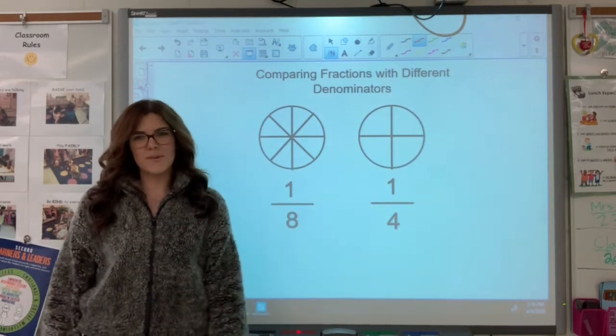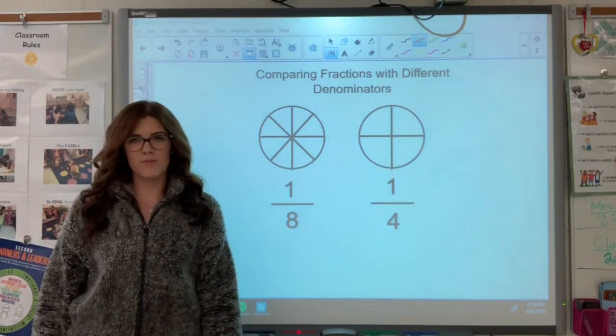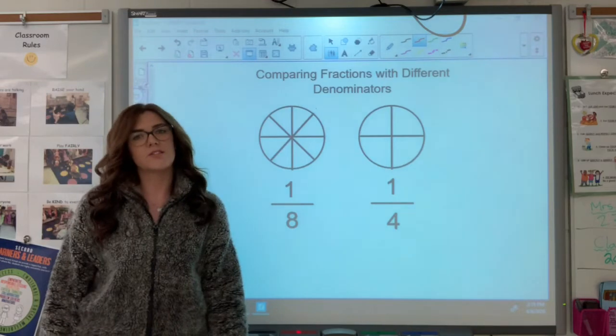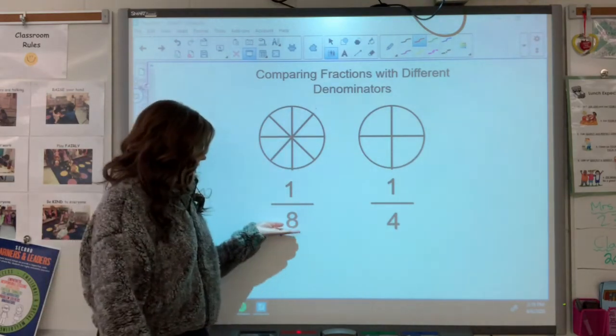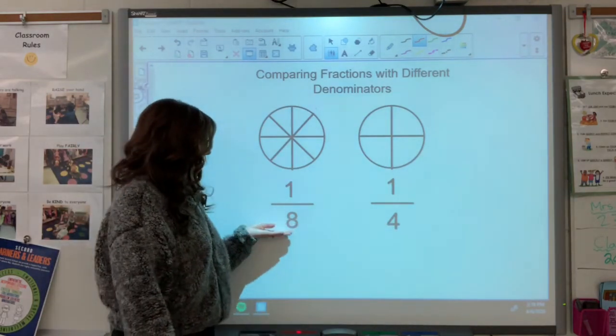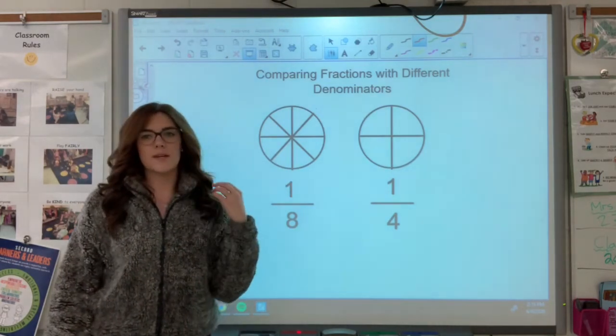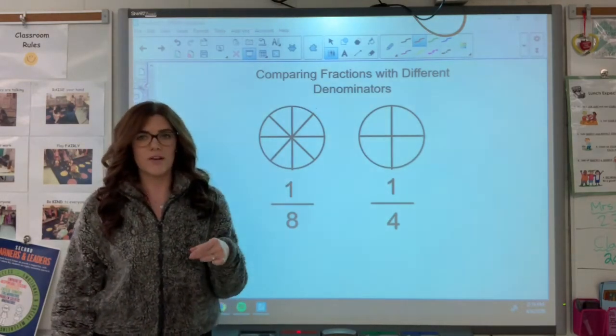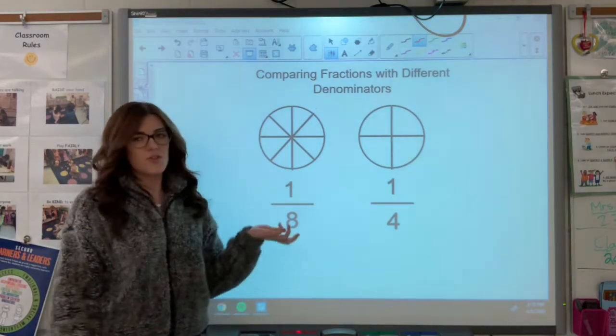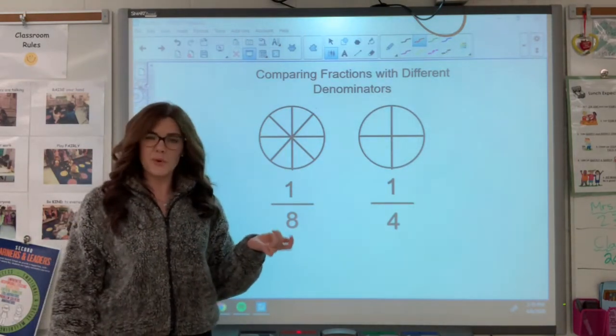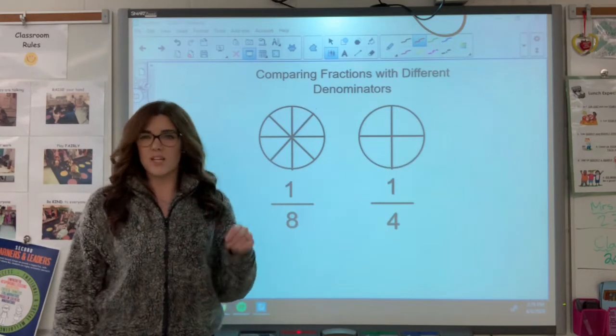Hi guys, this week's fraction lesson is on comparing fractions with different denominators. So remember, the denominator of a fraction is the bottom number, and that tells us how many pieces are part of the whole. Last week we compared fractions with the same denominator, and all we had to do was look at the numerator, the top number, and it was pretty easy. This week it gets a little bit more challenging.